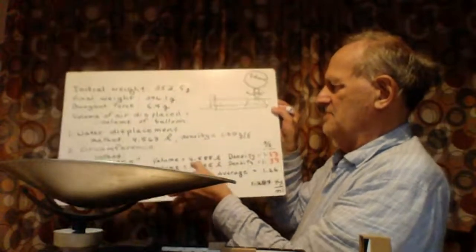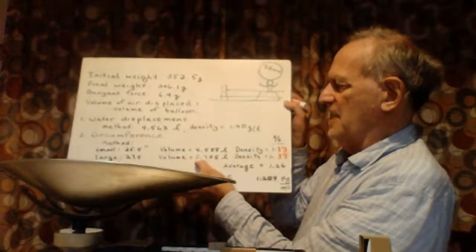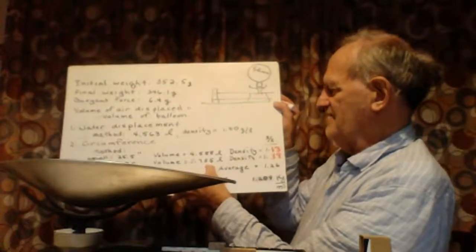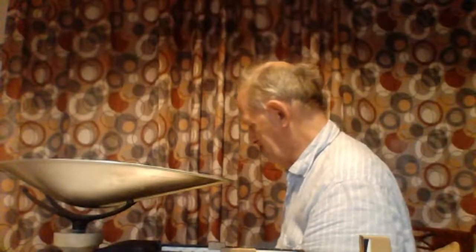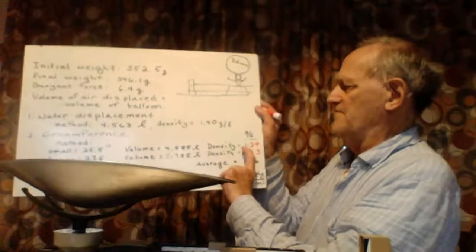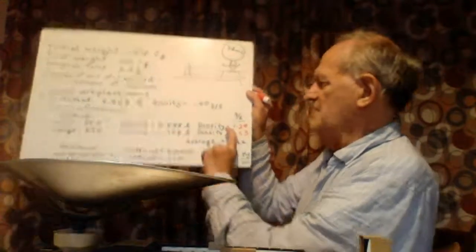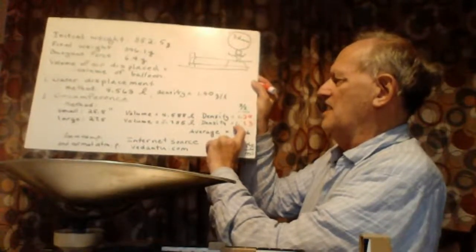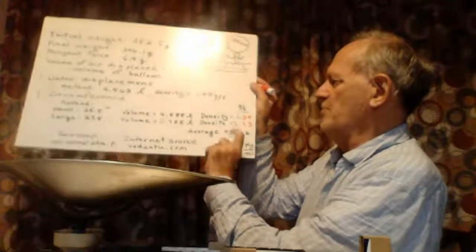And for the larger circumference, we got a volume of 5.755 liters, and that gave us a density of, I think it's wrong again, 1.39. Okay, with the smaller volume, our density was actually 1.39, and with the larger volume, our density was naturally less, at 1.13.